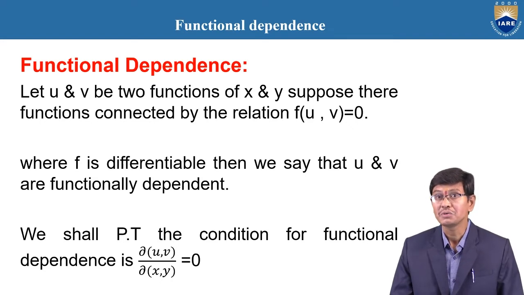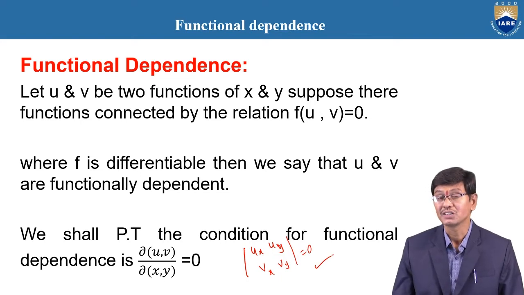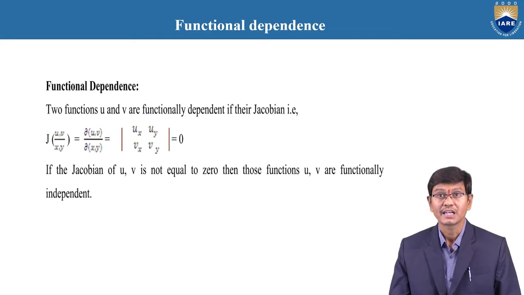In the previous session we clearly discussed the meaning of dou of u comma v by dou of x comma y. For two variables, using the determinant, it is ux and uy, and v is vx and vy, equal to 0. This is the meaning of functional dependence using the Jacobian function. Here u comma v are the dependent variables, and x comma y are the independent variables.